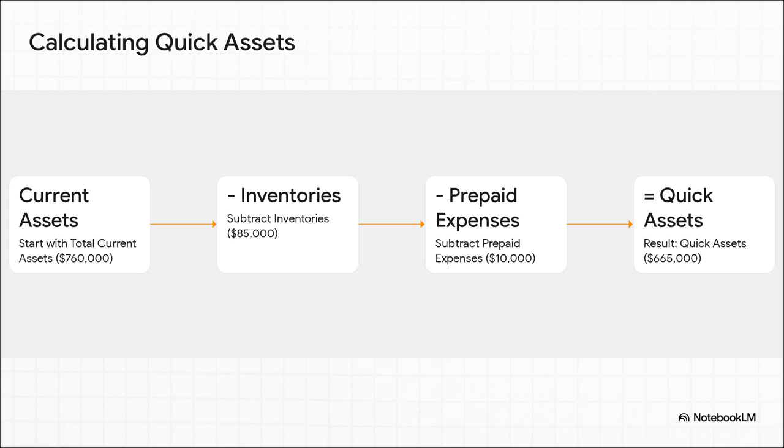You just start with your total current assets, and then you surgically remove the two least liquid items, inventories and prepaid expenses. Whatever is left over, those are your quick assets, the stuff you can turn into cash almost immediately.